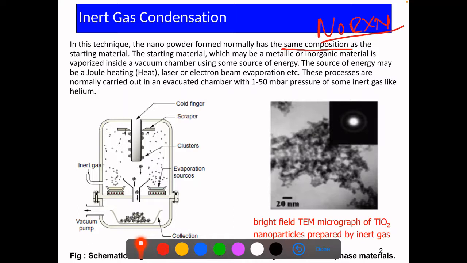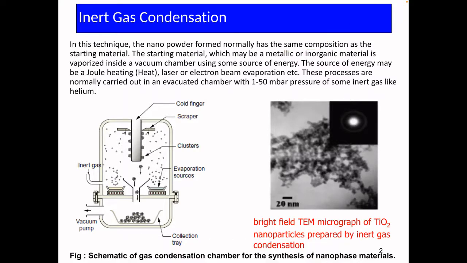The starting material, which may be metallic or inorganic material, is vaporized inside a vacuum chamber using some source of energy. The source of energy may be in terms of heat, laser, electron beam, evaporation, and that's why all those fancy names are coming from. These processes are normally carried out in an evacuated chamber with some pressure of some inert gas like helium, okay? And this is the example that you see using a TEM for titania nanoparticles prepared by inert gas condensation.